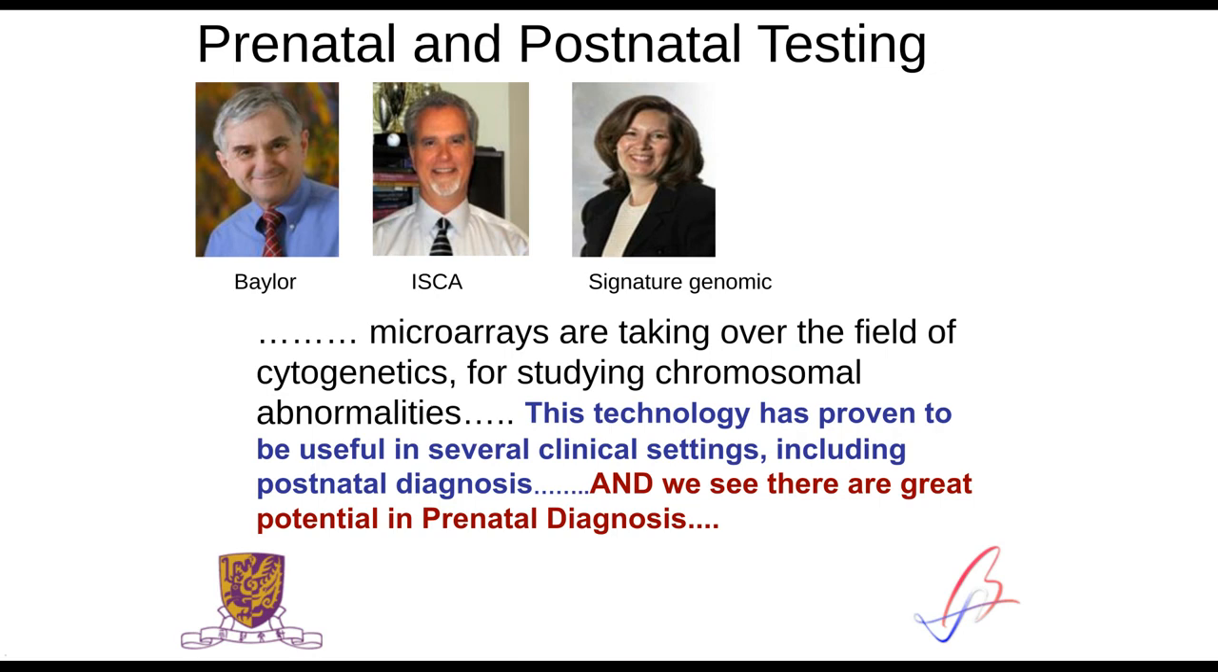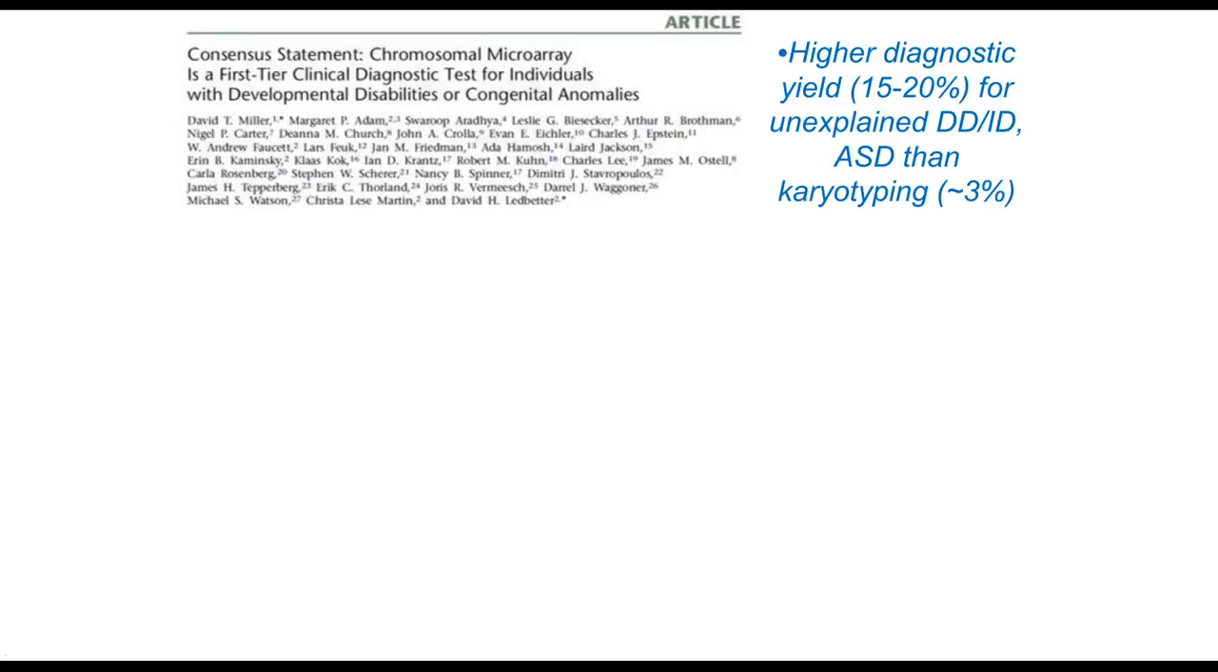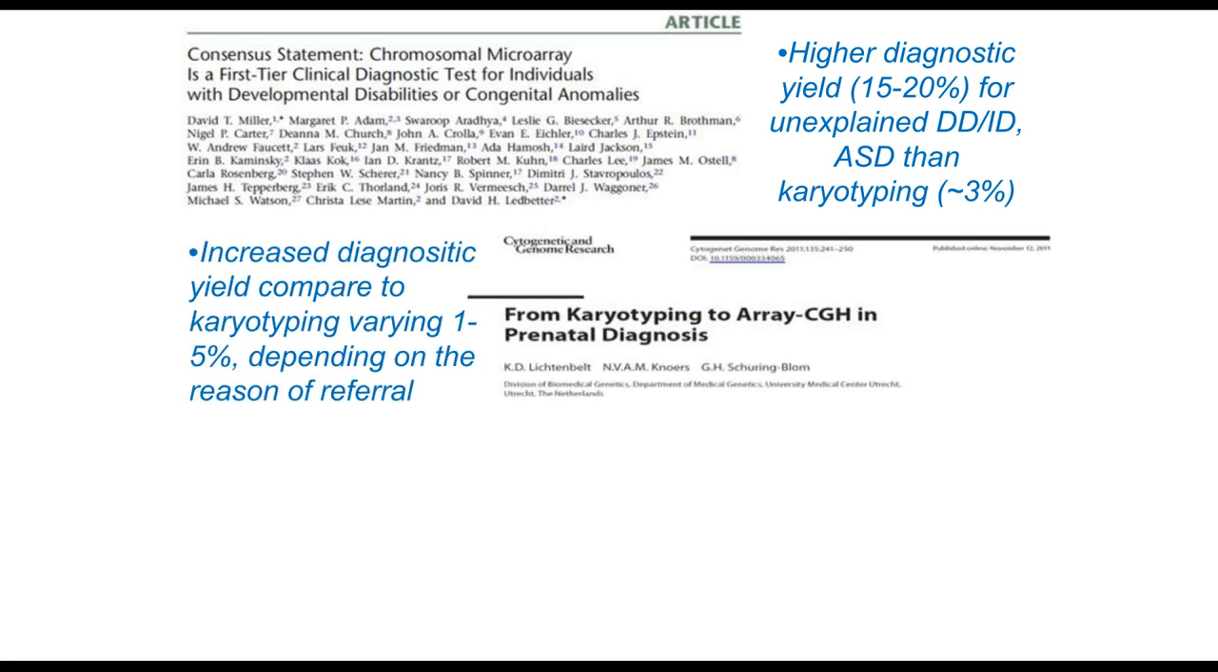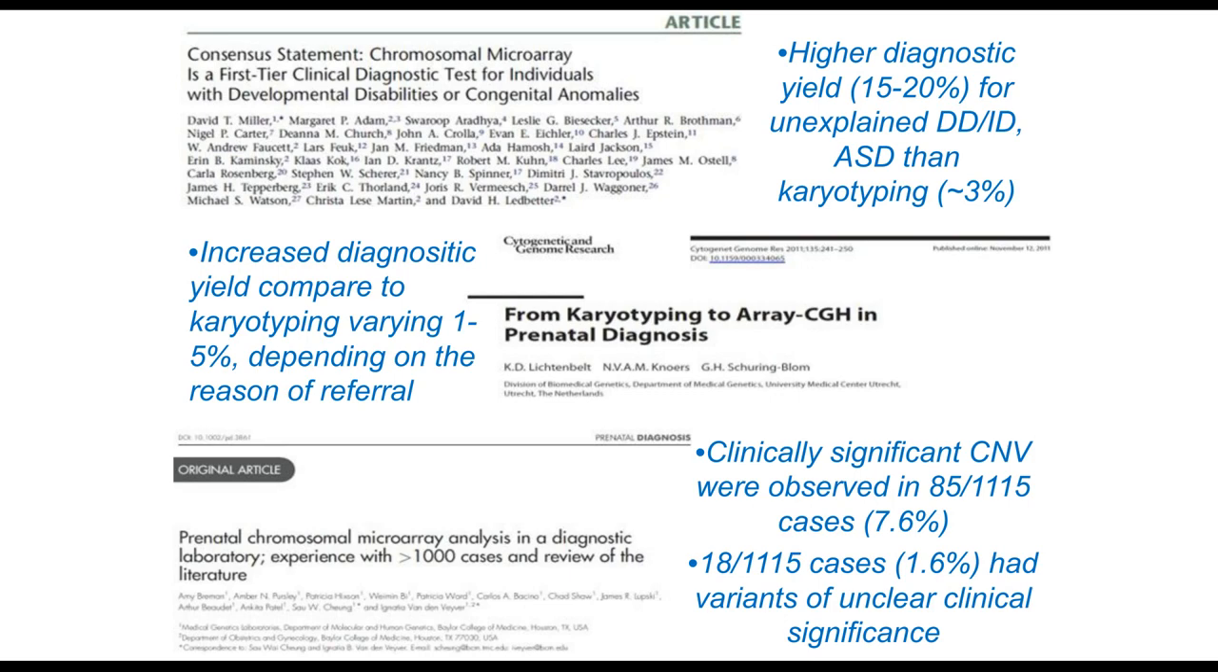You can see a few of the landmark publications, for example this one in the American Journal of Human Genetics. It showed that in the pediatric cohort, microarray gives a higher diagnostic yield than karyotyping, from 15 to 20% for unexplained developmental delay, intellectual disability, and autism. In the prenatal cohort, it also depends on the indications or the estimate of your cohort.